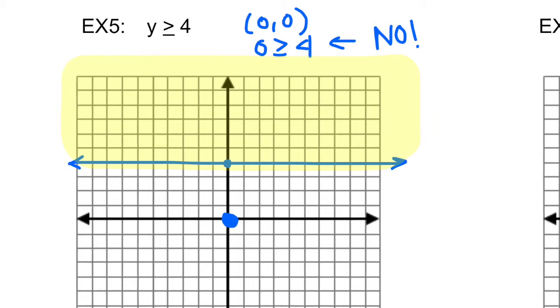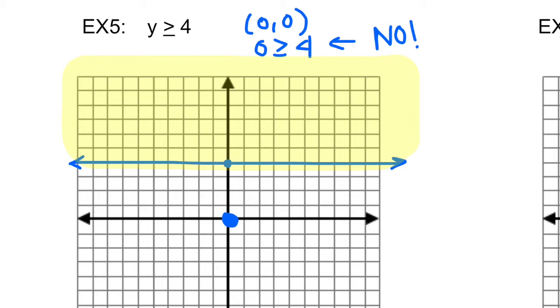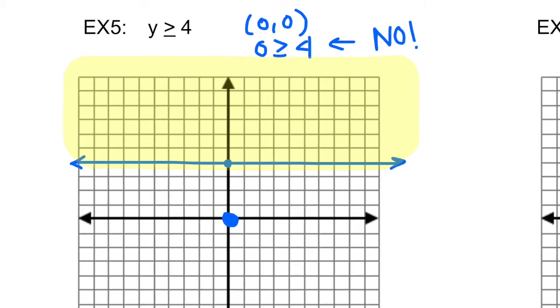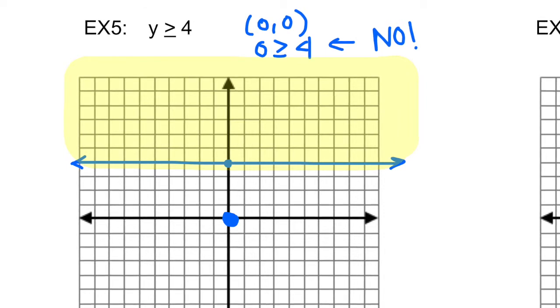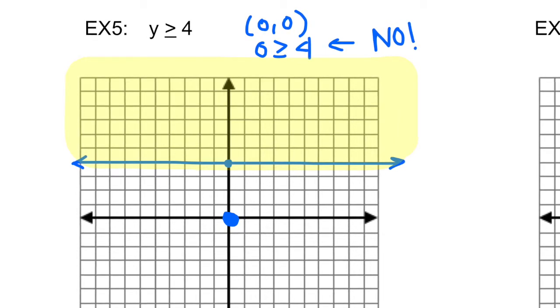Alrighty, so here is example number 5. Things that you should notice: that my line is solid. Notice that it's y is greater than or equal to. With the equal to part on there, you need to make sure that you know that it is a solid line and not a dashed line.